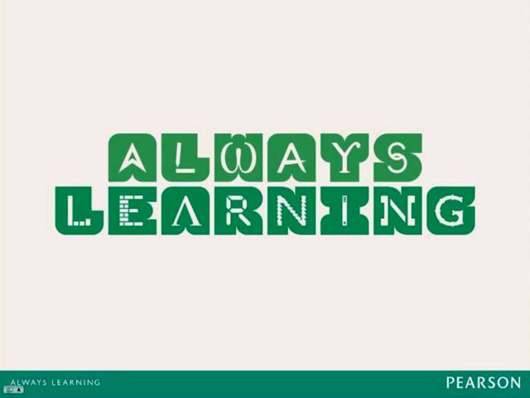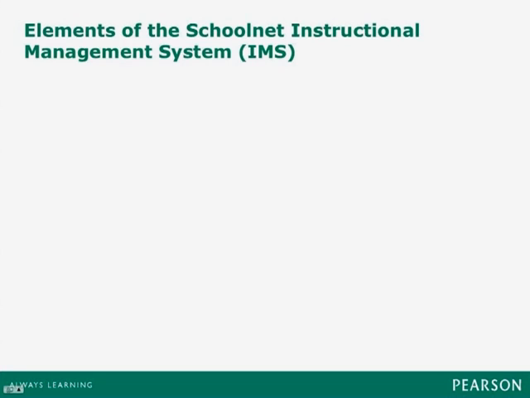Schoolnet is a role-based instructional management system, or IMS, that provides real-time data about student achievement. The Schoolnet IMS is made up of three major components. These components aid the teacher in making data-driven decisions as they go through the teach and learn cycle.